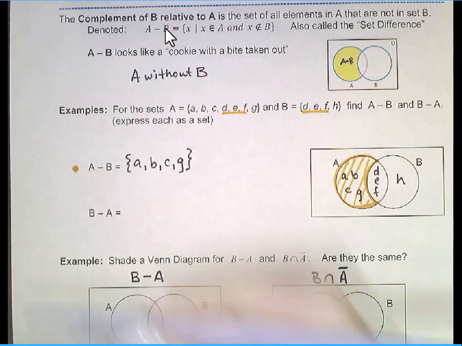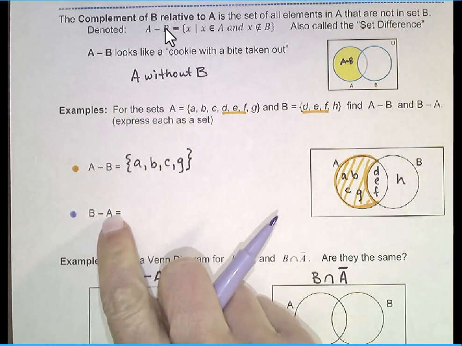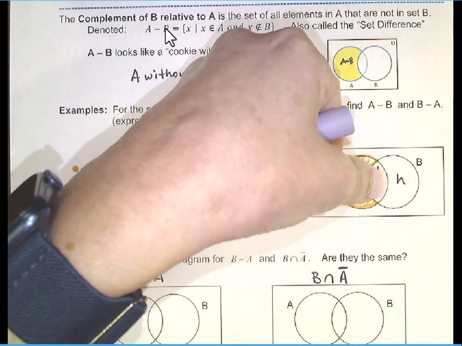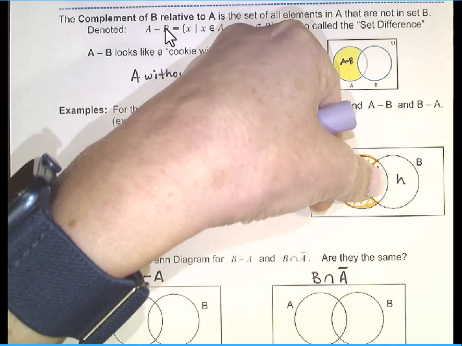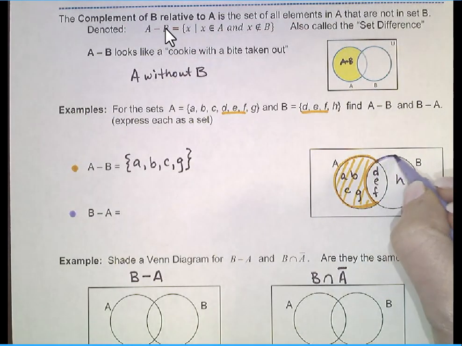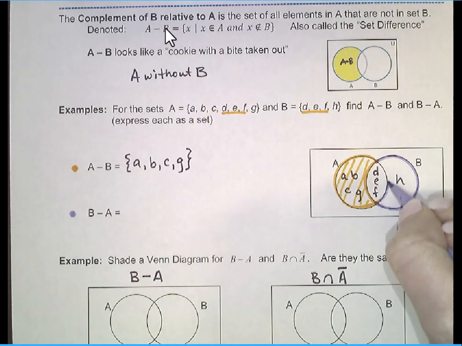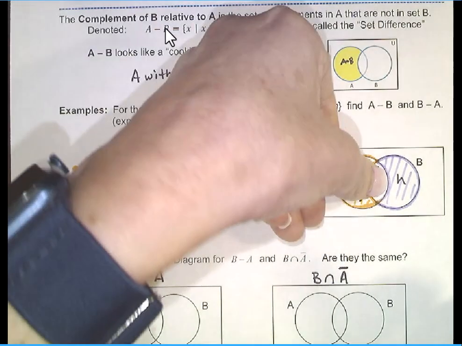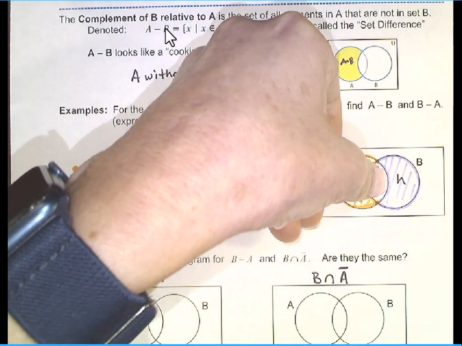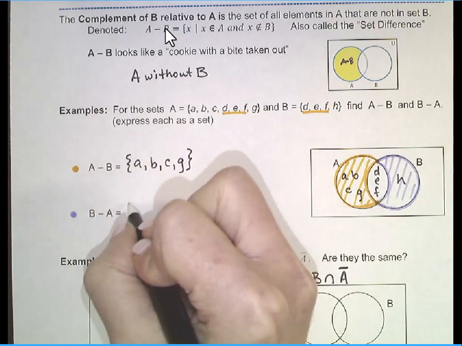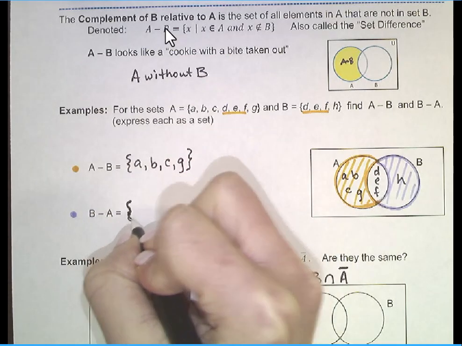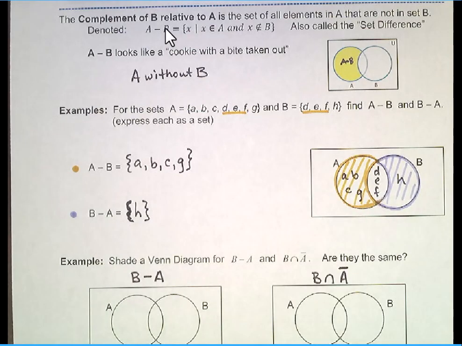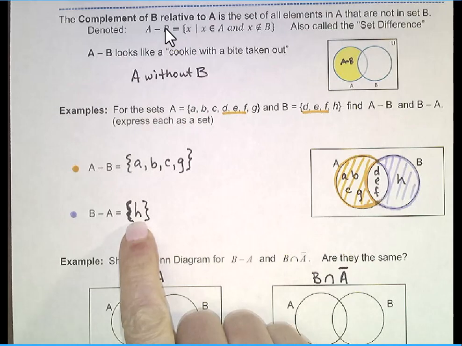Now if we go the other way and do B without A, that's the B circle, but we don't want to touch anything that's in the A circle. So we're literally going the opposite way. B is the cookie, and it has a bite taken out of it this way. It's just like half of the B circle, which only contains the letter H. There's my little squirrely bracket. Oh, that looked terrible. Oh well, you get the idea. There is our little set. It only contains one element, and it's H.